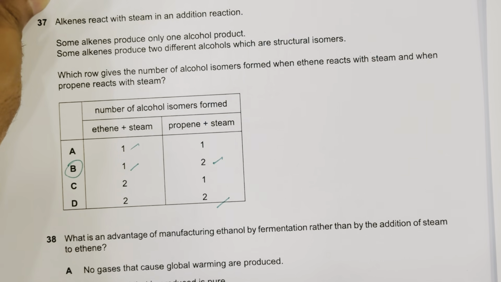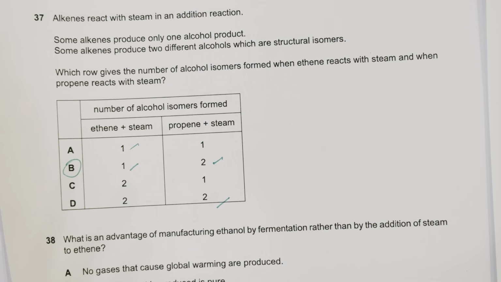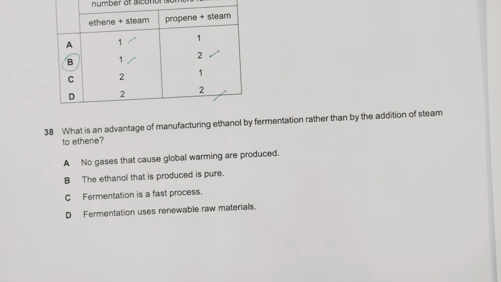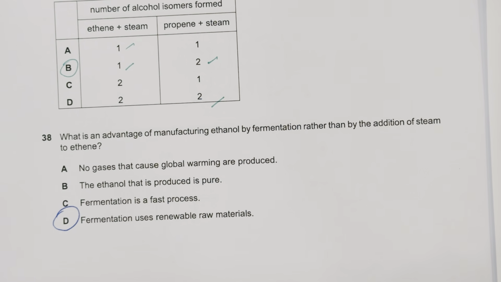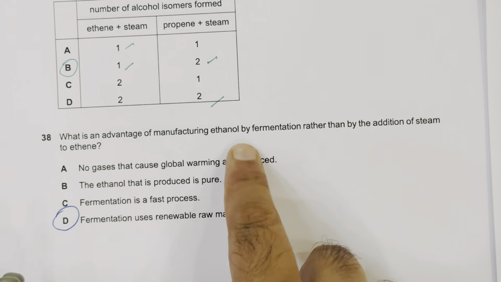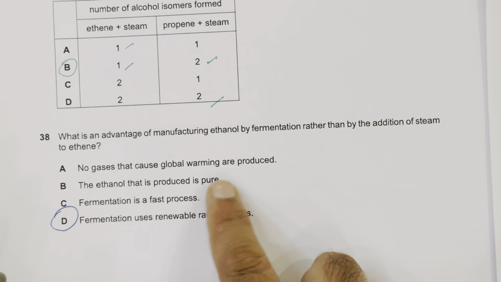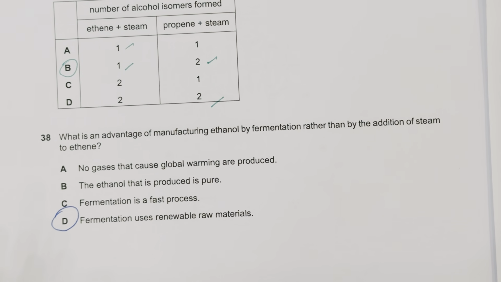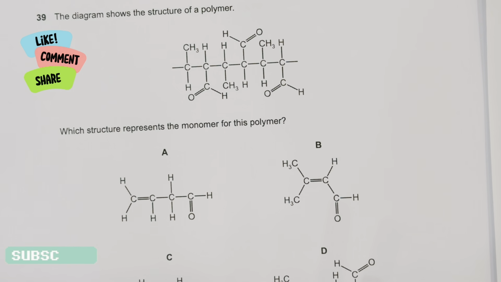What is an advantage of manufacturing ethanol by fermentation rather than by the addition of steam to ethene? Because fermentation uses resources that are renewable. So that's why option D is the right choice. Fermentation uses renewable raw material. Okay. No gases that cause global warming? No, carbon dioxide is produced. So this is the wrong option. The ethanol is pure? No, it is not. Fermentation is a fast process? No, this is again the wrong choice. Fermentation is a slow process. That's why option D is the correct answer.